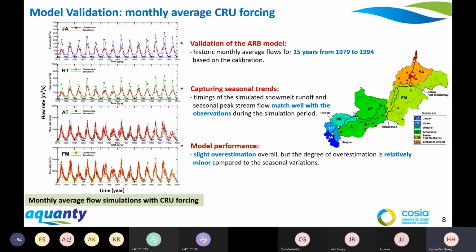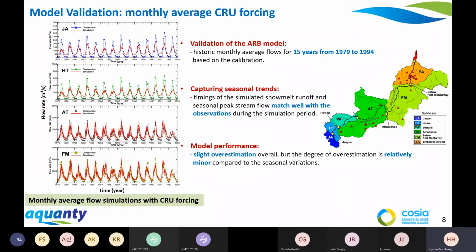In the upstream, the simulation results show slight overestimation during low flow season and underestimation during high flow season. However, in the downstream area, which is very important from a water balance perspective, you can see there is a high agreement between observation and simulation result.